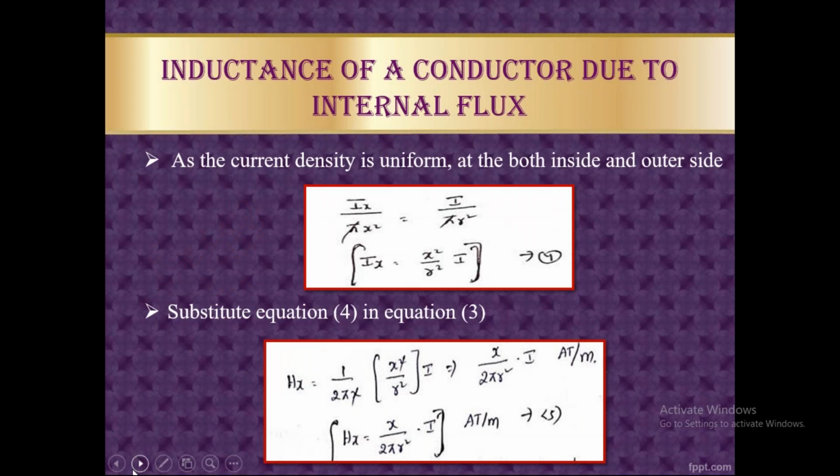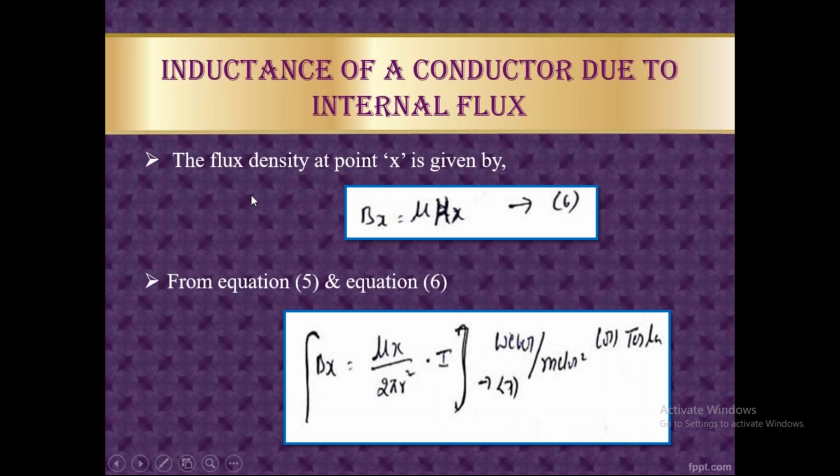Now let me go to the next slide. Right, so this is the flux density at the point X. At this point we have to calculate the internal flux. So the relation between magnetic flux density and intensity is Bx is equal to mu into Hx. Now substitute Hx from equation 6 into this equation. So already we have the Hx value, right?